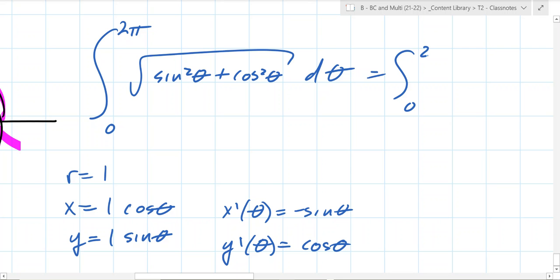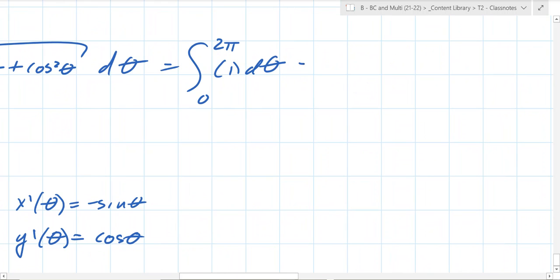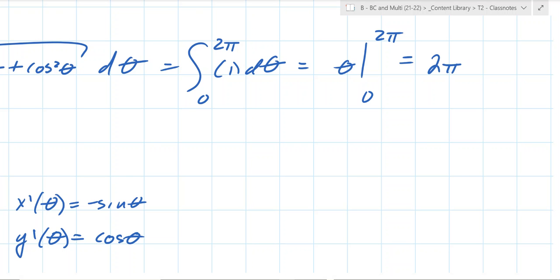The integral from 0 to 2 pi of just 1 d theta? When you integrate that, what do you get? You end up with theta from 0 to 2 pi, so that's just equal to 2 pi. Oh, is that the circumference? Is that the circumference of a unit circle? Yes, yes it is. Well, let's generalize it a little further.